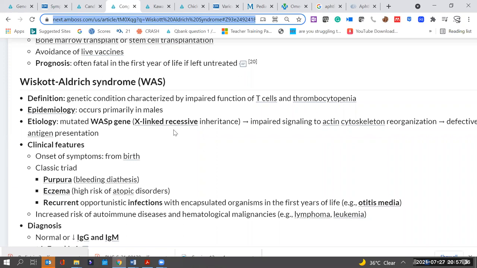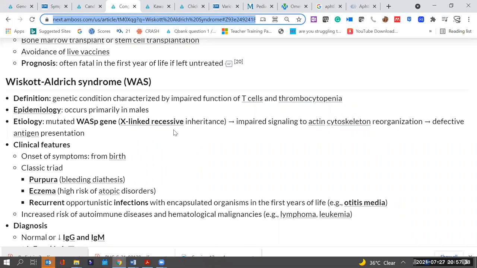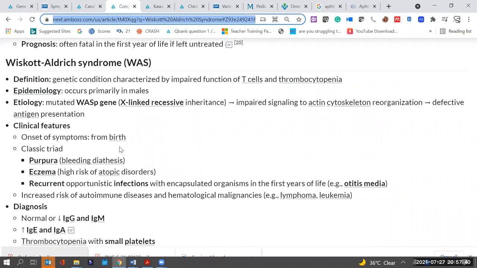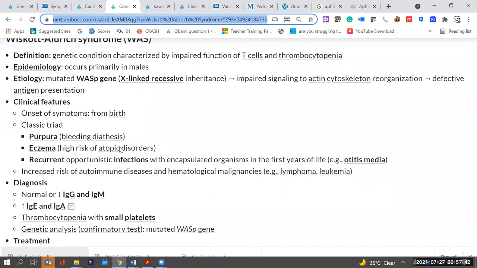Okay. Thank you. So, clinical features: onset of symptoms is from birth. It's a classic triad, three things you are going to see in your patient. Because of the low platelet count, the patient will have purpura. Purpura means bleeding. Because of platelet deficiency, the body is more prone towards bleeding. Then eczema, with too much involvement of the skin, and recurrent opportunistic infections because overall immunity is low.